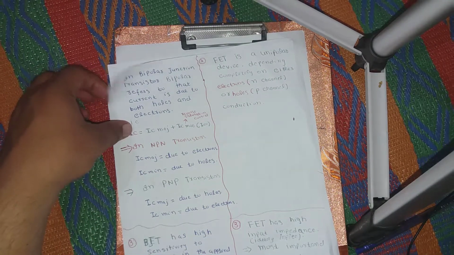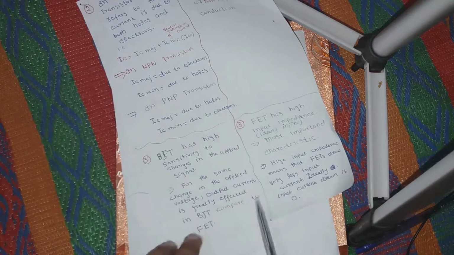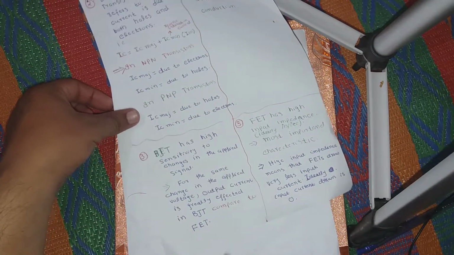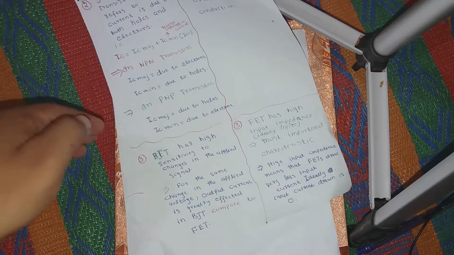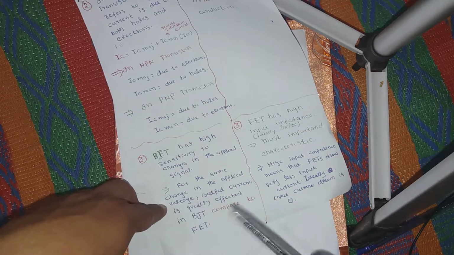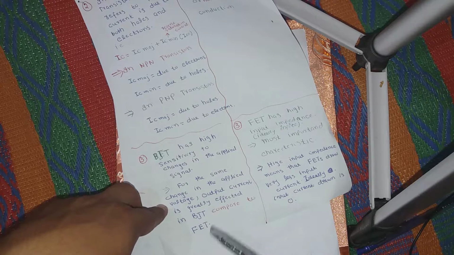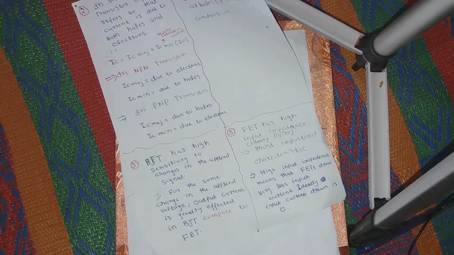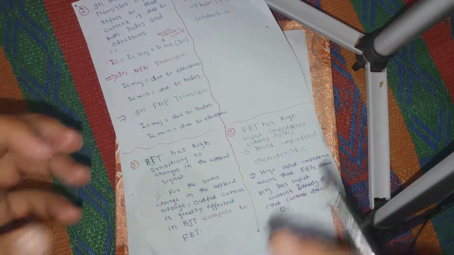Now let us discuss the third difference. That is, BJT has high sensitivity to changes in the applied signal, okay? That is, for the same change in the applied voltage, output current is greatly affected in BJT compared to FET. So to understand this, assume that changing the input current by a small amount in BJT can greatly affect the output current.